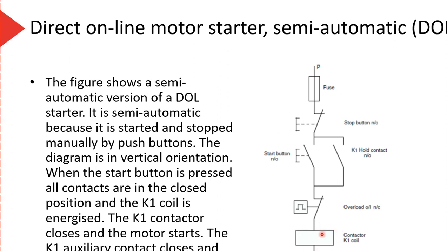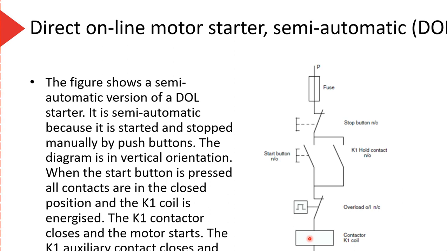Now remember, our contactor is a load here, so we can just connect our coil from phase to neutral. It just needs a neutral back, and all of the control circuits are in the phase between the supply and the coil itself. When the start button is pressed, all contacts are in the closed position, and the K1 coil is energized. The K1 contactor closes and the motor starts. The K1 auxiliary contact closes and maintains the circuit when the start button is released. Simple. That's exactly what we looked at before. I won't go through that operation again.